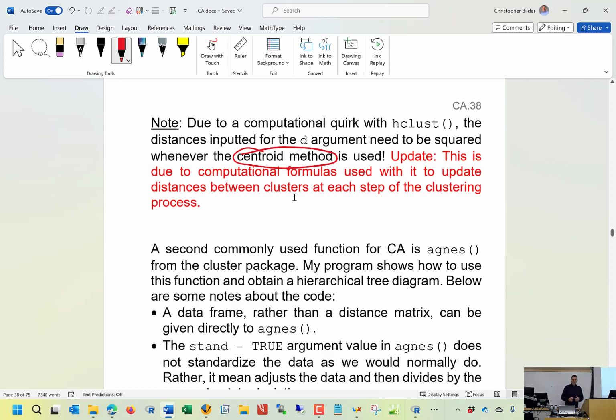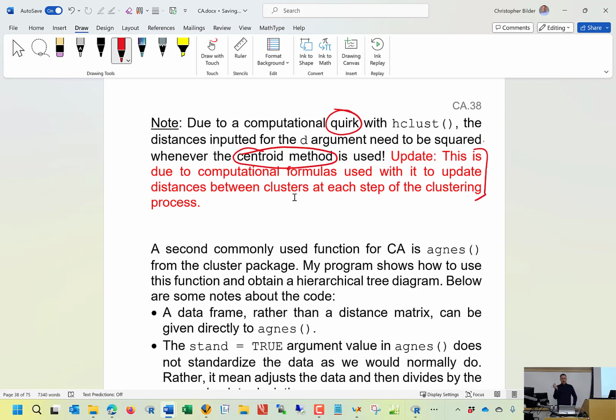So as I say, it's a quirk, a computational quirk. And I don't like quirks in software. I like it to be intuitive, or if something needs to be done, it should just be done automatically. And I was looking into this a little bit more yesterday, and here's why. I should have had this in the notes before.